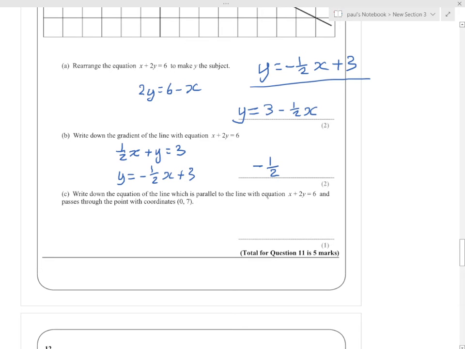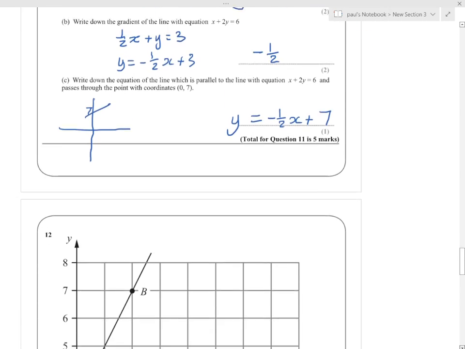Write down the equation of the line which is parallel to the equation and passes through point 0, 7. So 0, 7 is there. 0 on the x, 7 on the y, so the intercept is 7, so we need a 7 at the end, and we'll know that it's minus a half x, so minus a half x plus 7 equals y. All back to front, but that's the way that goes.